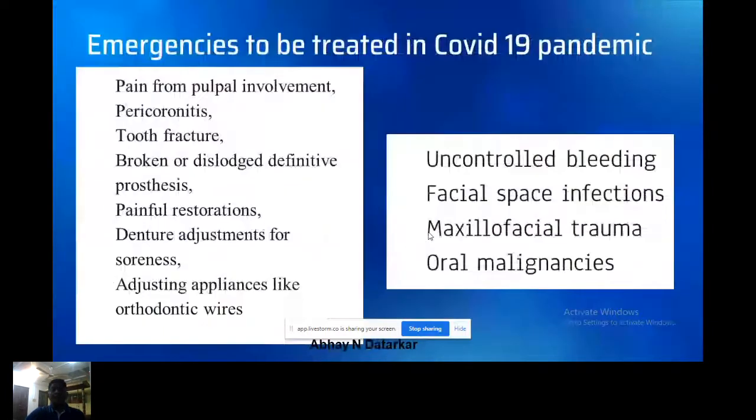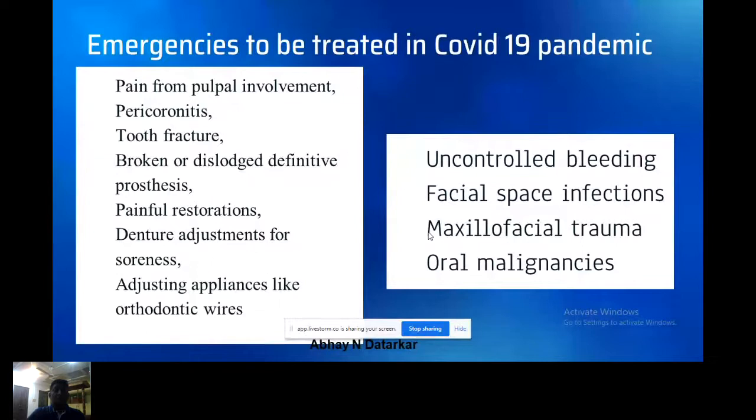At the moment in this COVID-19 pandemic, we are going to do only emergency treatments, and you can see on my screen the few important emergencies which we are actually treating nowadays. Pain from pulpal involvement: you just open up the root canal, maybe you can use the micromotor, and then just leave it.